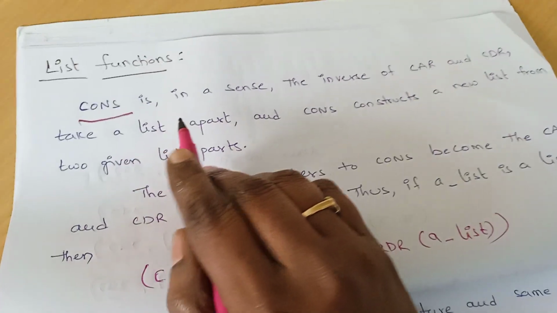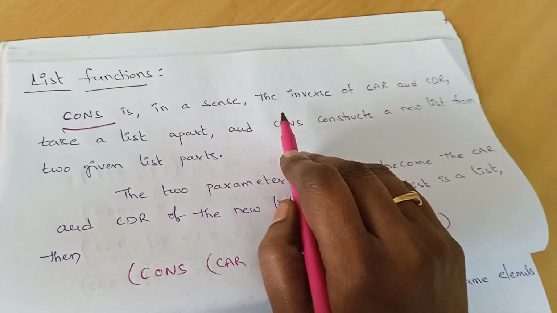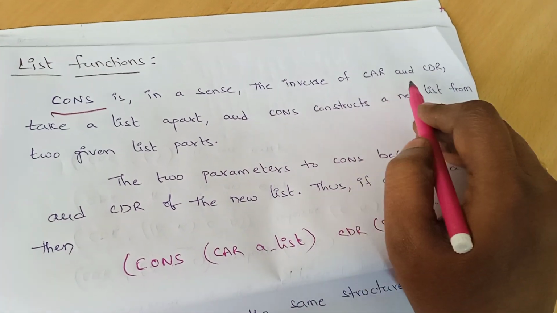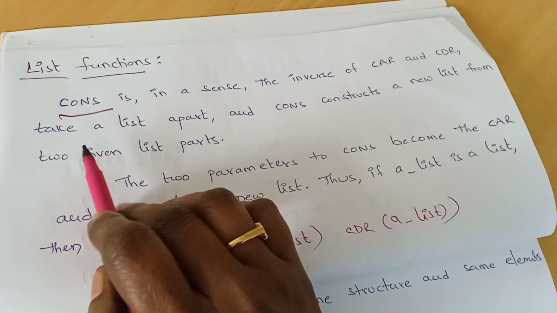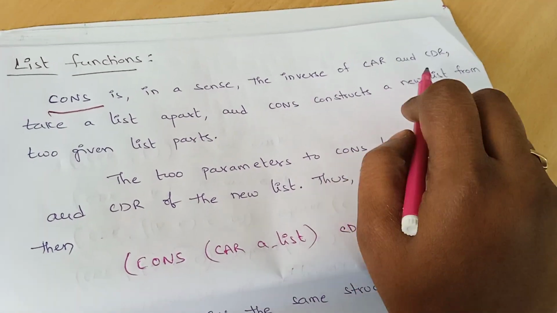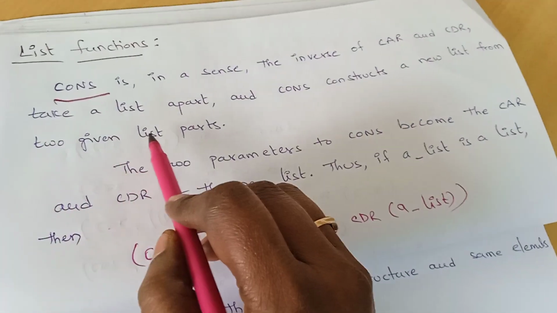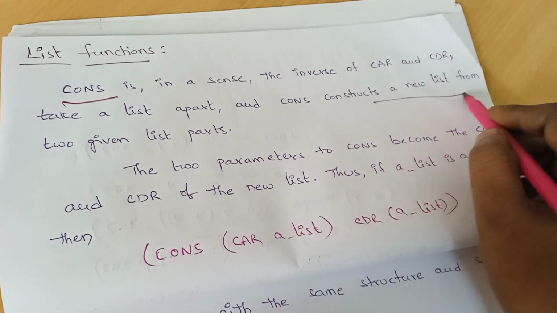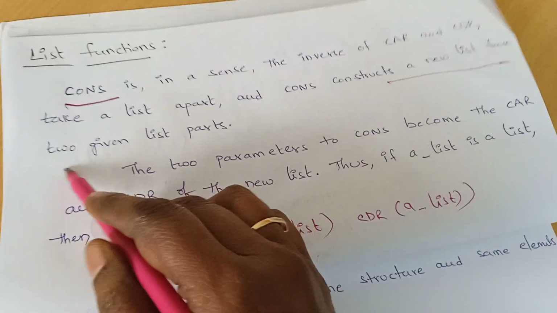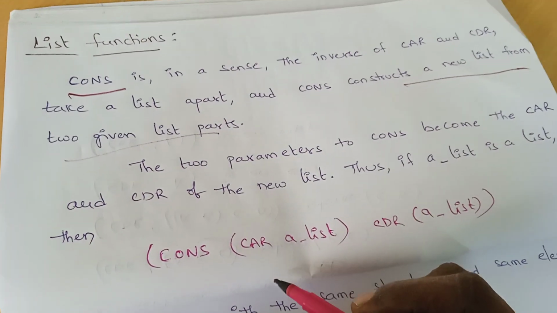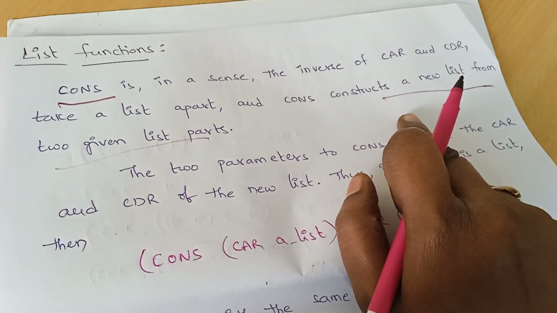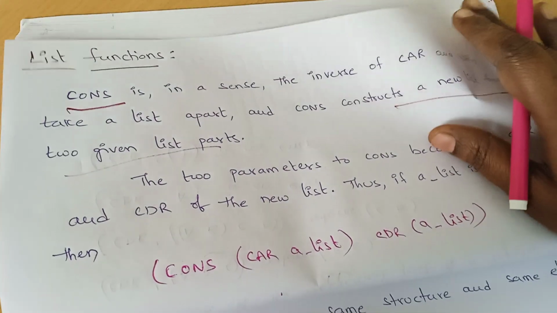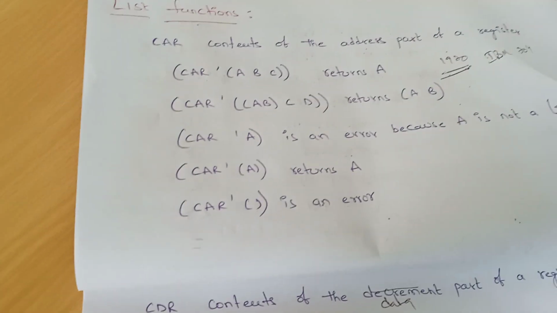CONS is, in a sense, the inverse of CAR and CDR. CAR and CDR take a list apart, and CONS constructs a new list from two given list parts. So this is what CAR and CDR do. I'll tell you how it works for better clarity.